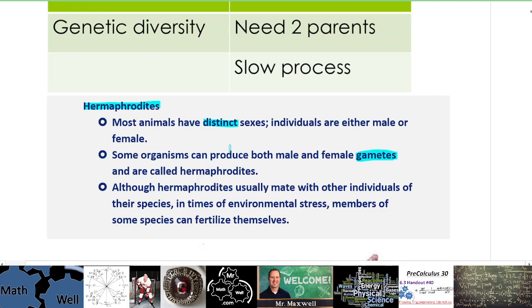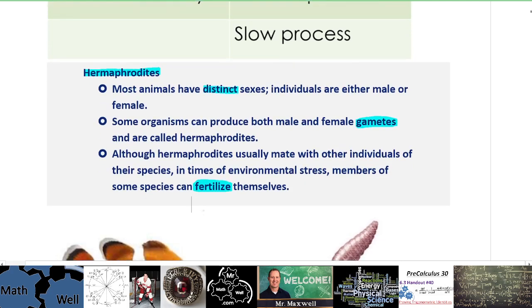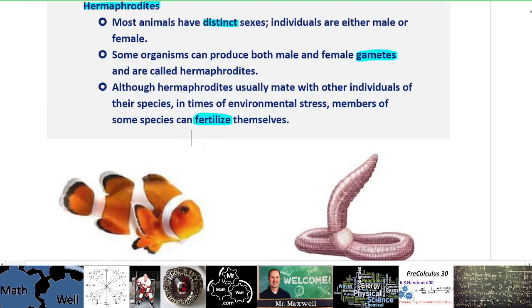They are called hermaphrodites. Although hermaphrodites usually mate with other individuals of their species, in times of environmental stress, members of some species can fertilize themselves. So when they have the ability to produce both male and female gametes, it turns into a bit of an asexual reproduction sort of situation, although it is sexual reproduction in nature. You can do some more research on that, but the gametes, instead of coming from two parents, can in some cases come from one parent.